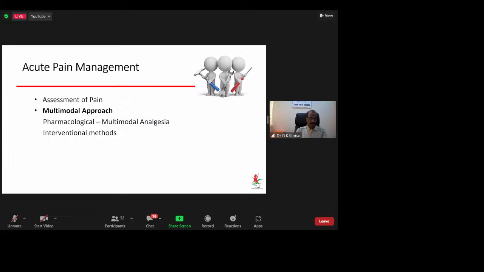What are the multimodal approaches? One is the pharmacological multimodal approach, otherwise called multimodal analgesia. Then the interventional multimodal approach. Also, multimodal analgesia may be used in interventional techniques too, because as the previous speaker Aishwarya told, adjuvants and different combinations of drugs, not only oral and intravenous, but intramuscular as well as other routes, will help us to achieve this multimodal approach. The multimodal approach can be achieved in all other routes also.